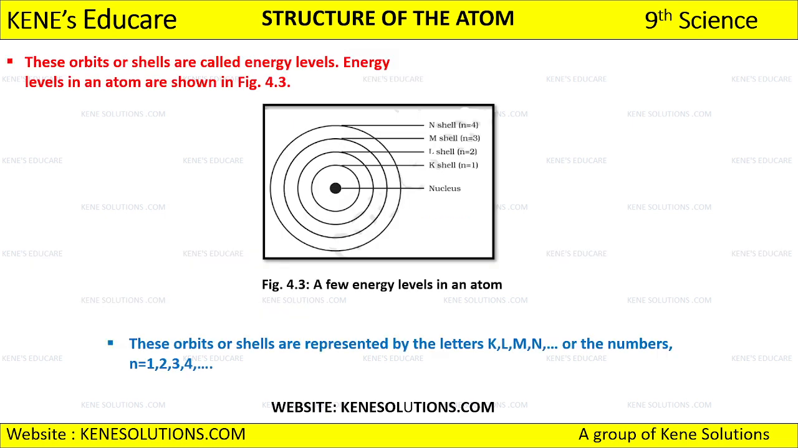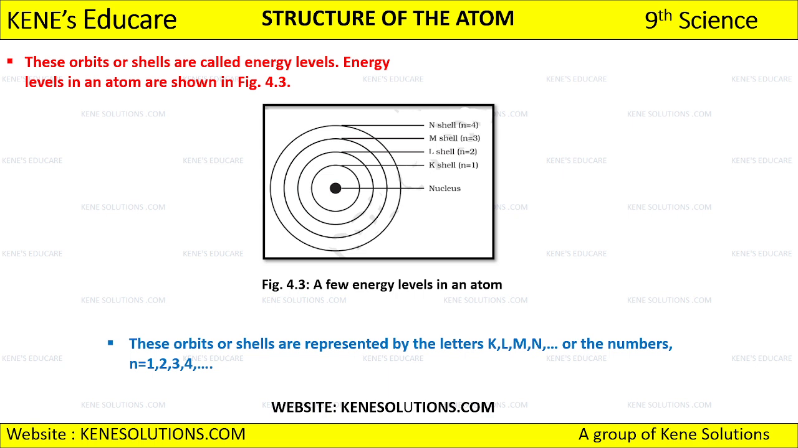So now, these orbits or shells are called energy levels. What do we call them? We call them energy levels. And energy levels in an atom can be shown in figure 4.3. If you can see, there are four shells, right? K shell, L shell, M shell, and N shell.